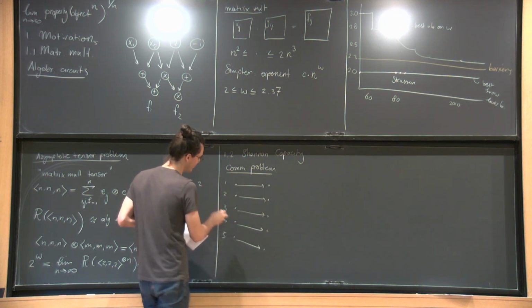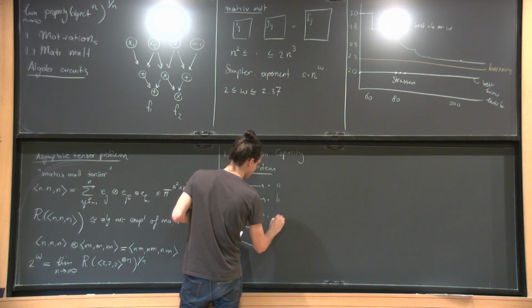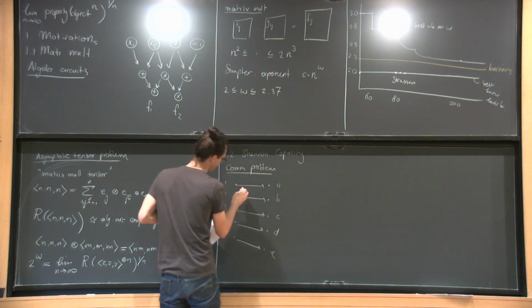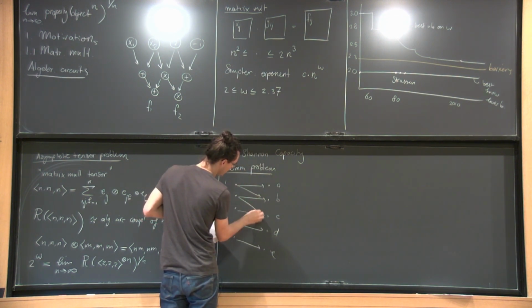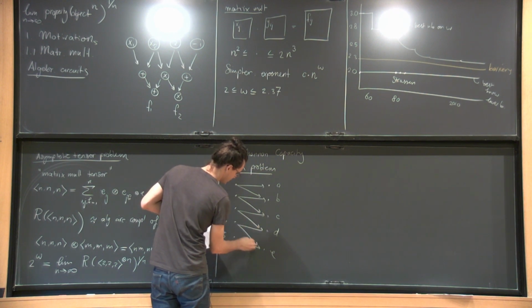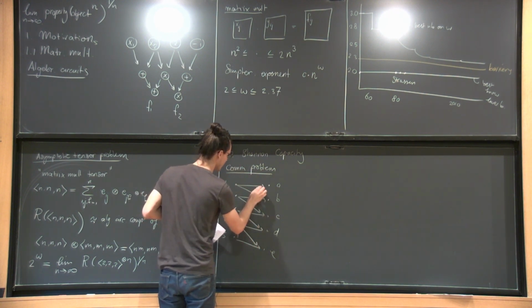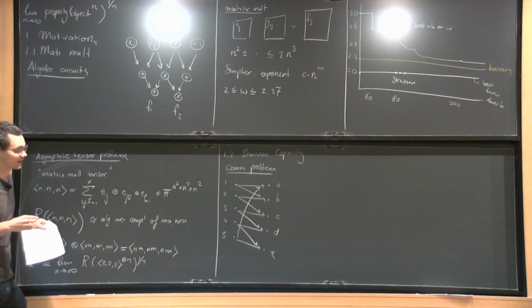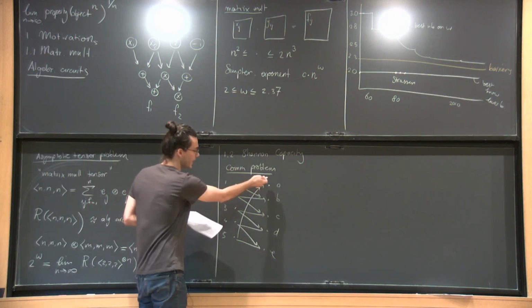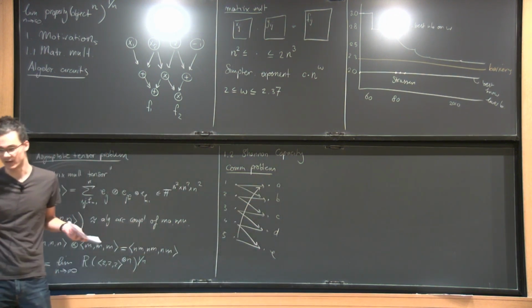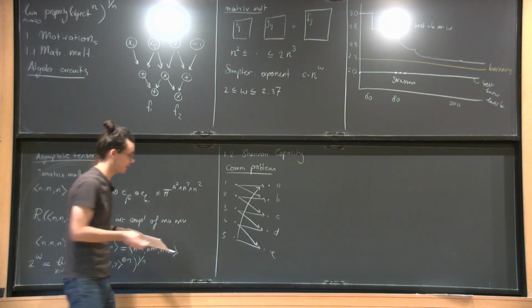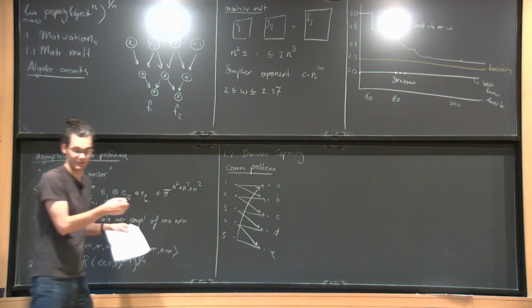It has inputs 1 to 5 and outputs A, B, C, D, E. Let's make it a little bit more interesting. So there are some arcs going across like this. So what does this channel do? You input a 1, and it gives you either A or B on the other side. Same for all the other inputs.